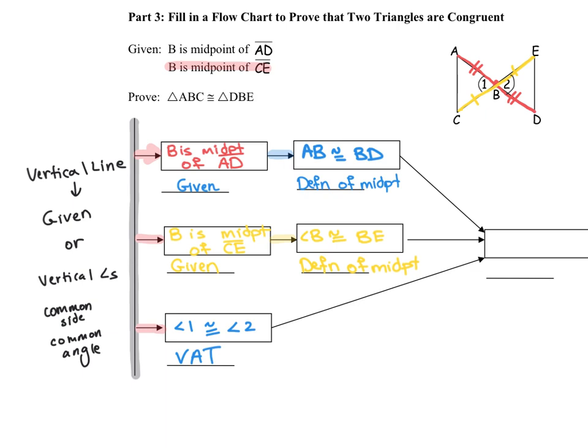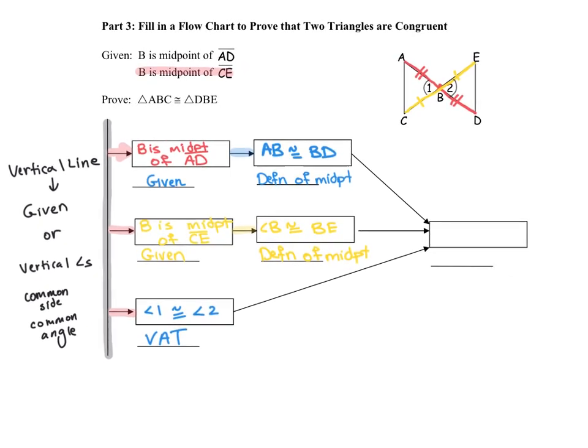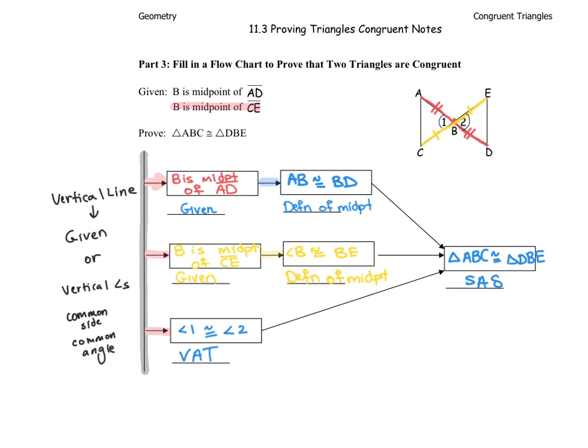So far, I have a side, I have an angle, and I have a side. So that's SAS. I have enough information to say what they want me to prove. They want me to prove that those two triangles are congruent. So triangle ABC is congruent to triangle DBE because of SAS. In the last box, you always write what you want to prove. So that's the format of a flow chart.